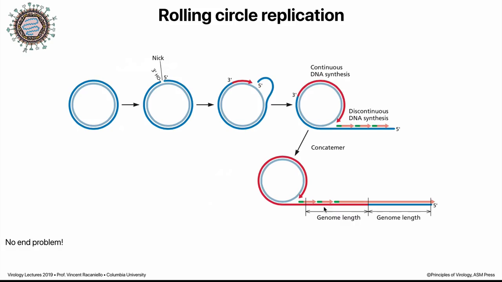Maybe the last end, the last primer that you put on when you're done after peeling off hundreds and hundreds of molecules, you know, it's kind of like a roll of toilet paper, if I may, here, except it's not all stored up. It's made as you pull it off. But each of these is a sheet, and it's going to be packaged into the particle as a sheet or a genome length, as you'll see later. So rolling circle replication, no end problem.